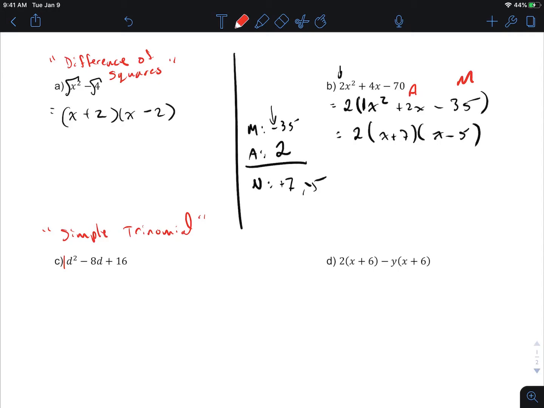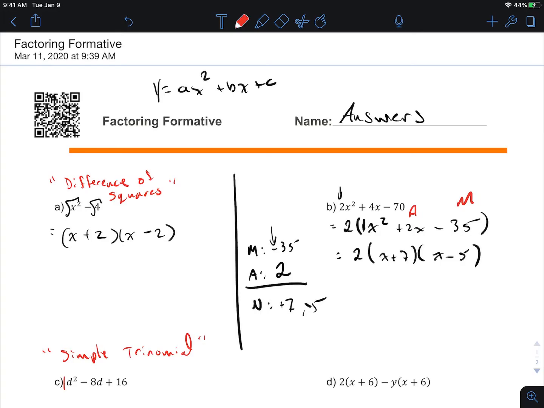What is B called? Do you mean B like in difference of squares? Oh, sorry. I see what you're saying. We could call this, and this is me making this up, a hidden simple trinomial. I'm using the word hidden because there was a GCF in there.